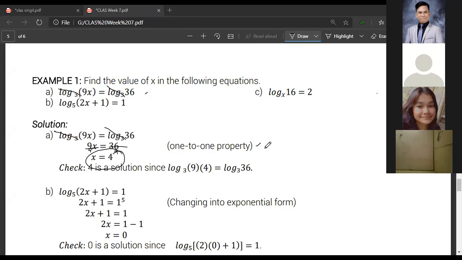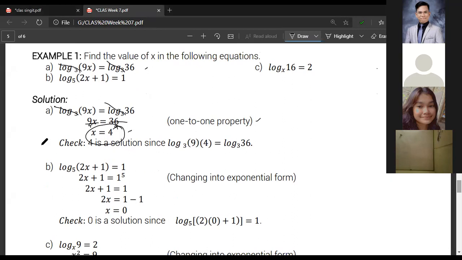Cancel ulit, di ba? Kasi nga, we have one-to-one property, the property of equality for logarithmic function. So, cancel. Now, we have 9x equals 36. Divide both sides by 9. The answer is 4. Okay. Kung gusto niyo i-check, i-substitute niyo doon kung tama.